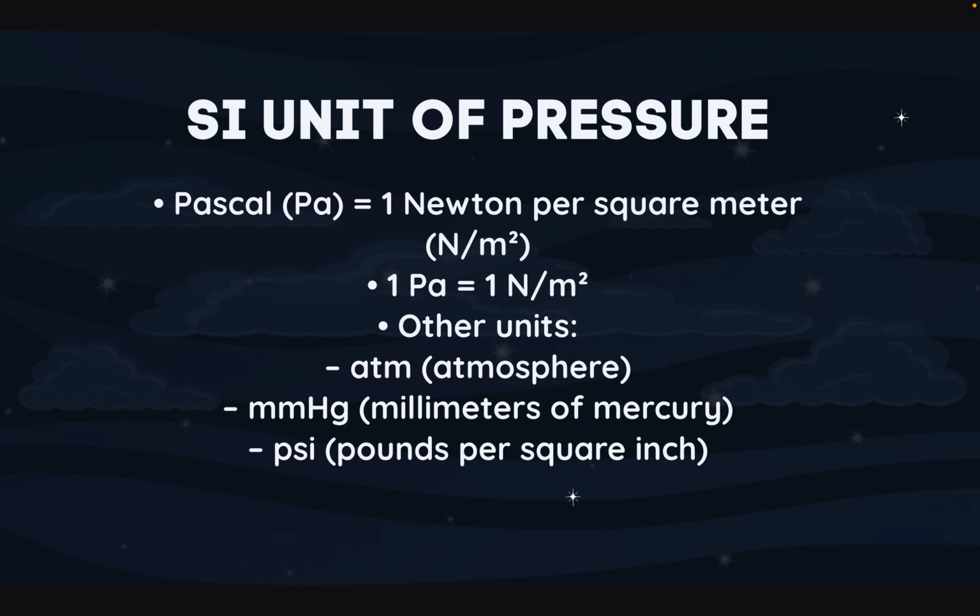The SI unit of pressure is the Pascal, symbolized as Pa. 1 Pascal is equal to 1 Newton of force applied over 1 square meter. Pressure can also be measured using other units depending on the situation, but in physics, the Pascal is the standard unit we'll use.